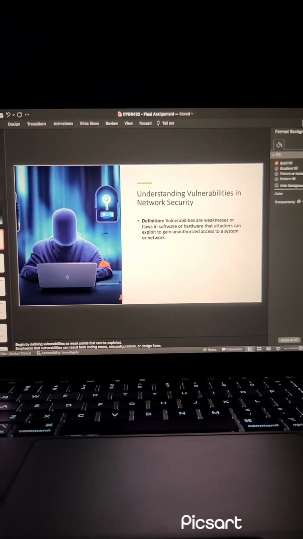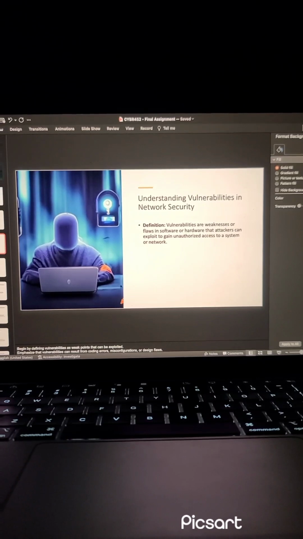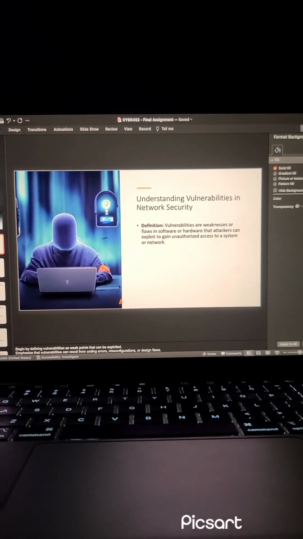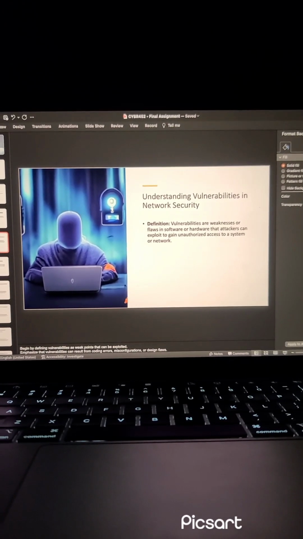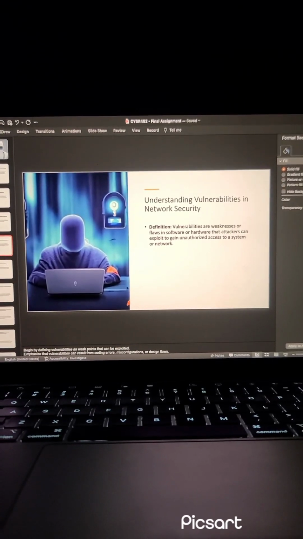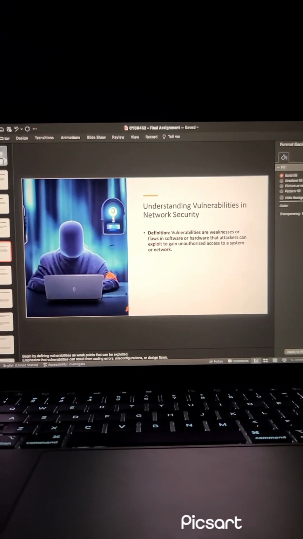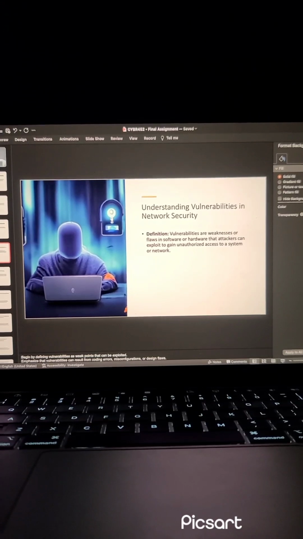Next up, we have understanding vulnerabilities in network security. Vulnerabilities are weaknesses and flaws in software or hardware that attackers can exploit to gain unauthorized access to a system or network. Vulnerabilities are weak points that can be exploited. Vulnerabilities can also result from coding errors, misconfigurations, or design flaws.